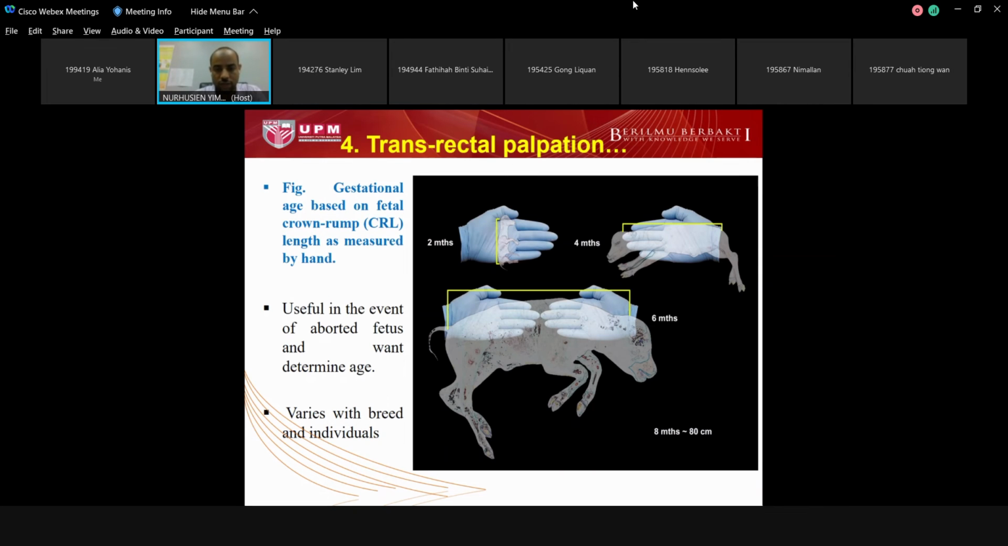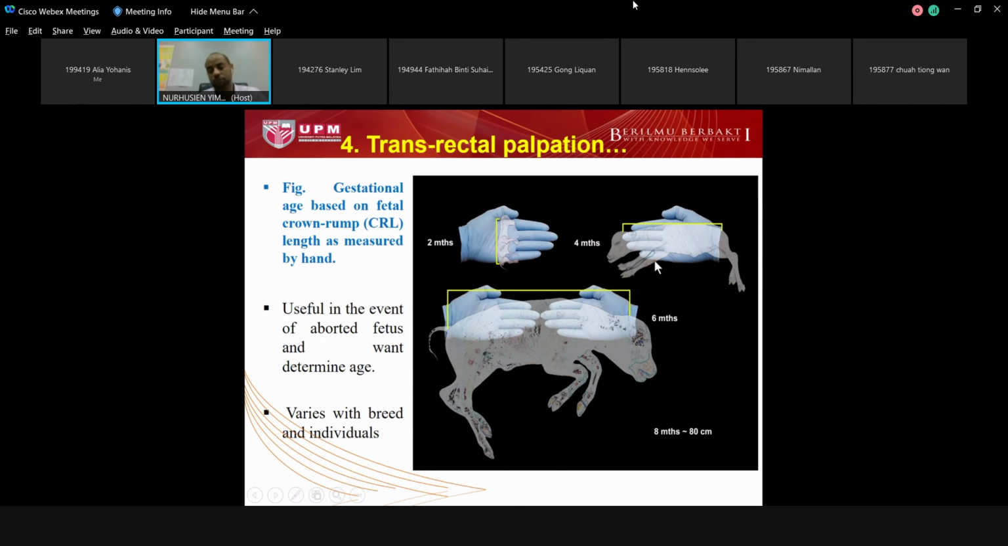It doesn't require any skill. What you need to do is align your hand against the fetus, and try to estimate based on that size. This is more applicable, especially when you have a case of abortion, for example, and a fetus is already expelled out. Then you can estimate by measuring the size of the fetus by aligning it against your hand. So you can see here for a 60-day pregnancy, which we say is like the size of a mouse, it is going to be like the width of your hand.